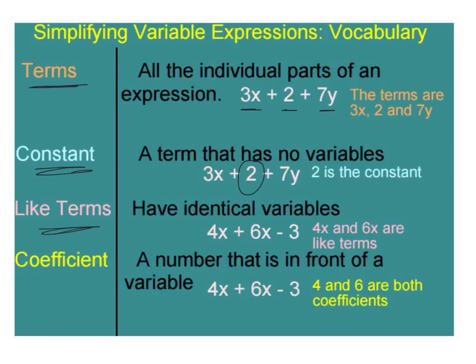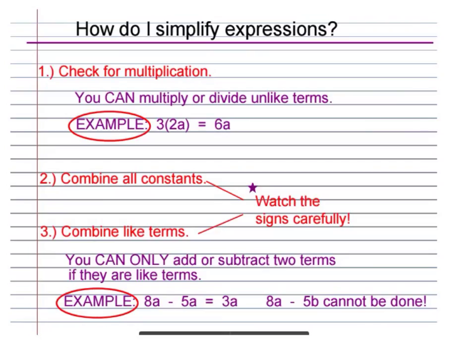Like terms are terms that have identical variables. So 4x and 6x are like terms because they both have an x. And then a coefficient is the last vocabulary word I want to review. A coefficient is a number in front of a variable. So 4 in 4x is the coefficient. 6 in 6x is the coefficient. They're not constants because they're not numbers by themselves. They're coefficients. They're numbers in front of variables.